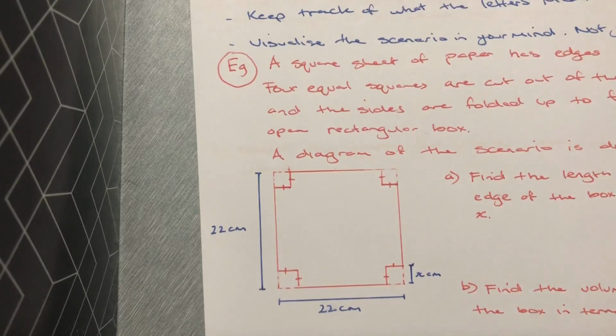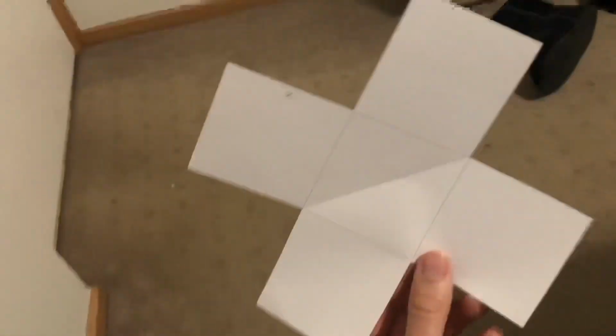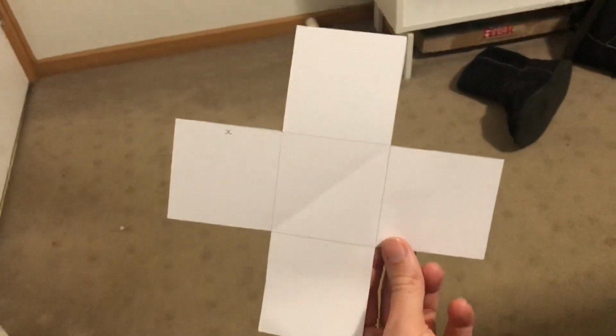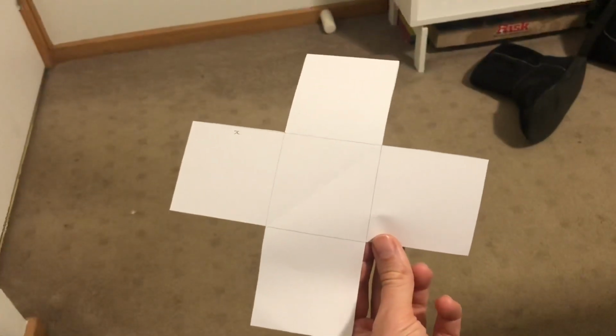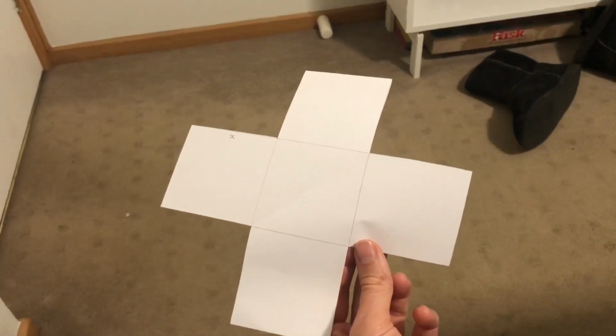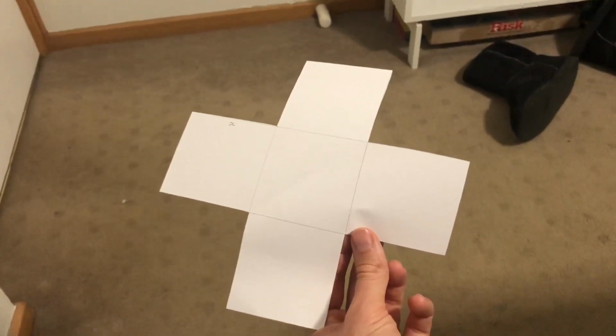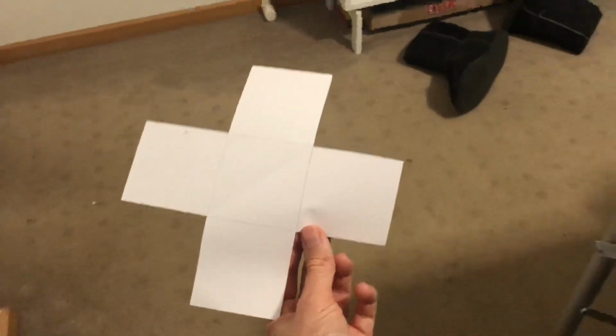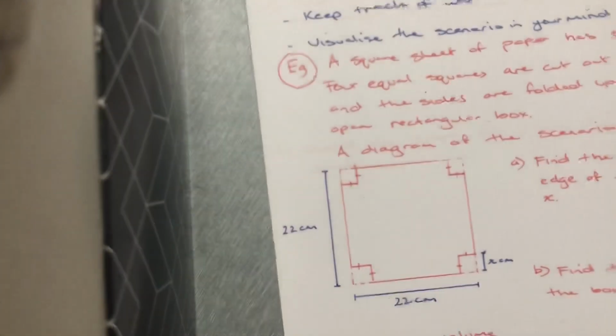So here's another bit of paper that I've prepared. This is when x is, I think, 7 centimeters. So you can probably visualize it, but I'm going to fold this one into the open box as well, and hopefully we can see the difference. So I'm quickly going to do that again.